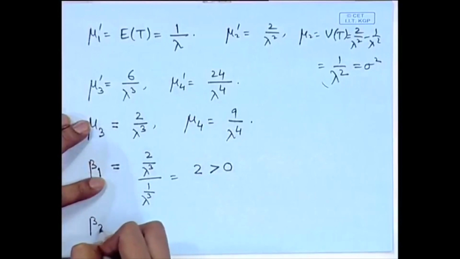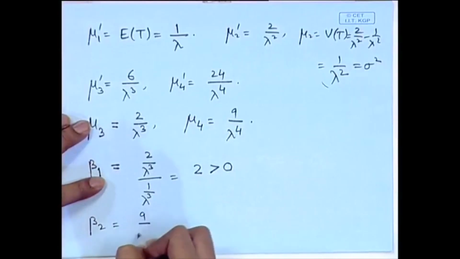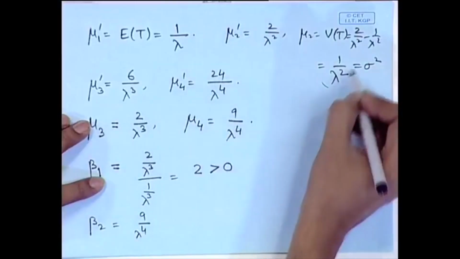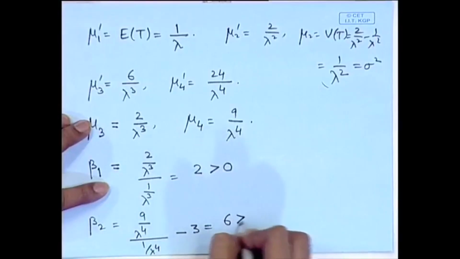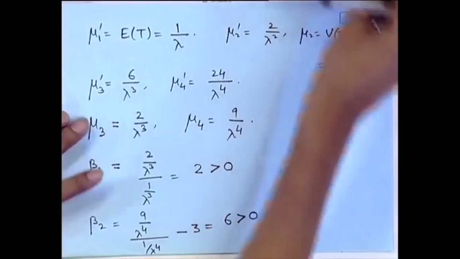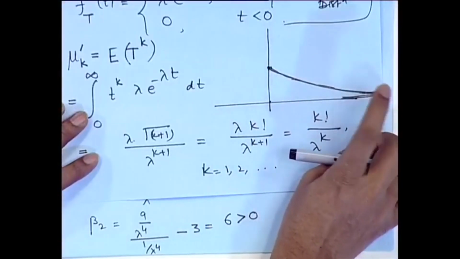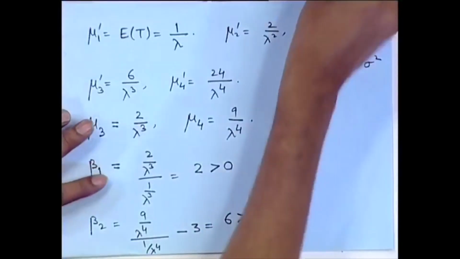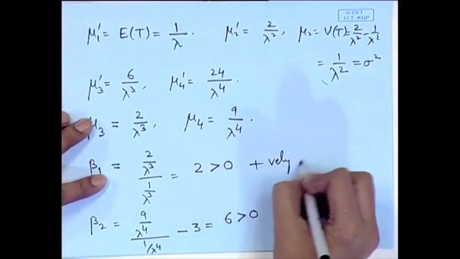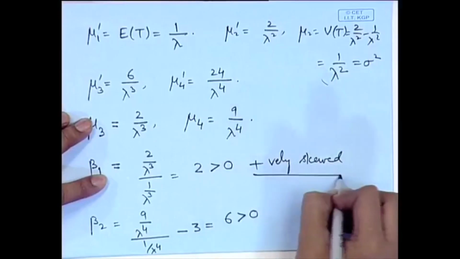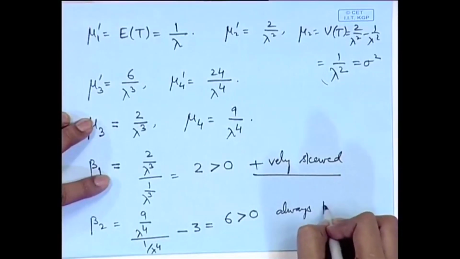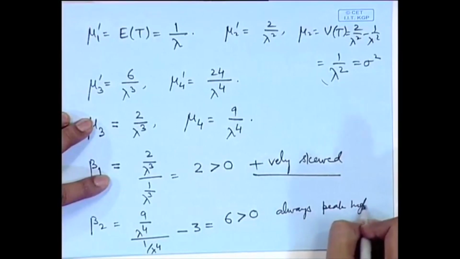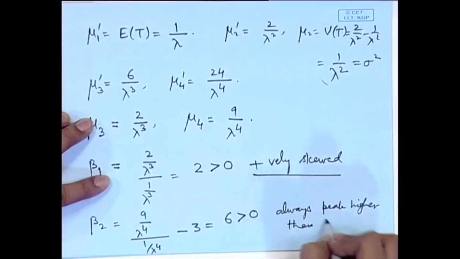Similarly, if we look at beta 2, that is mu 4 divided by mu 2 square, that is 9 by lambda to the power 4 divided by 1 by lambda to the power 4, minus 3, that is equal to 6. So, no matter what the value of lambda is, it is always having a peak higher than the normal peak. So, this is always positively skewed and always has a peak higher than the normal peak.